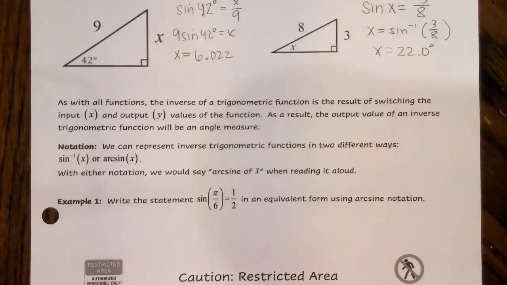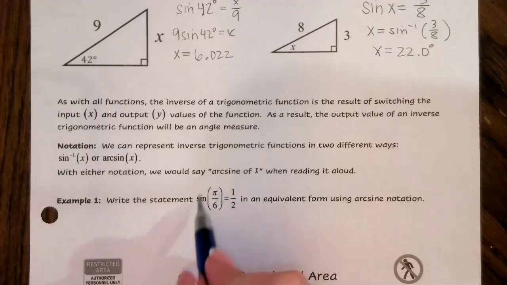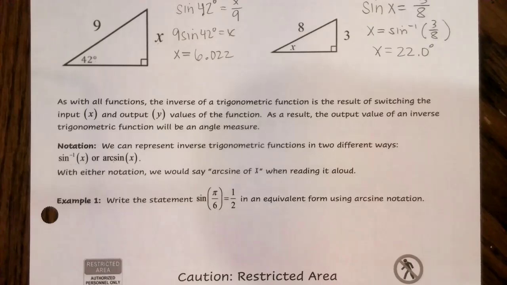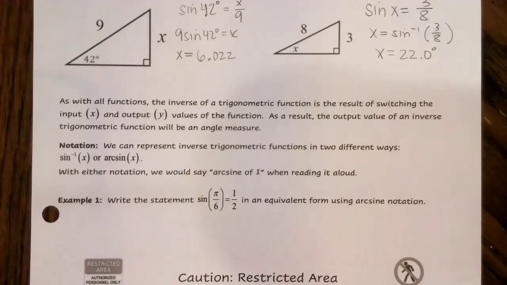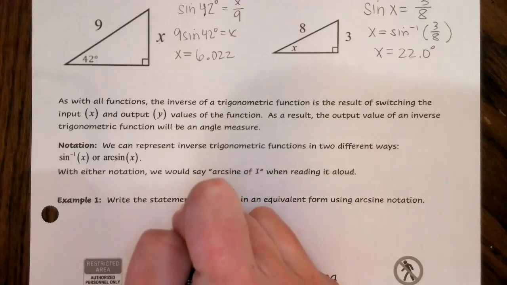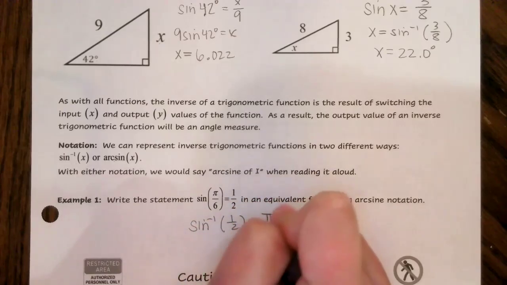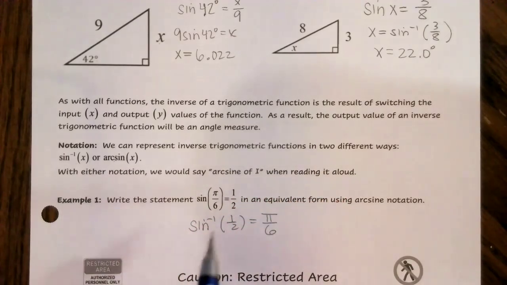So if we had a statement like sine of pi over 6 is equal to 1/2, which we know from the unit circle, and you should know that really well at this point. If I wanted to write an equivalent one using the arc sine notation, I would say the arc sine of 1/2 is equal to pi over 6. So the arc sine is looking for an angle. The regular sine is looking for that side.